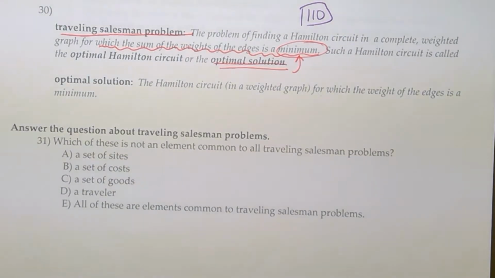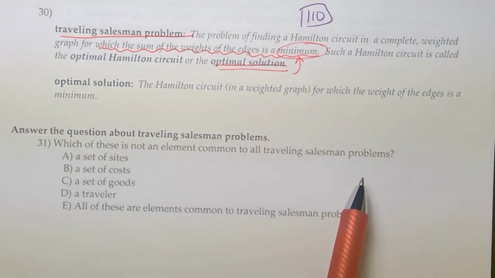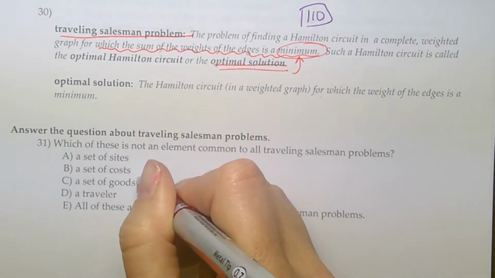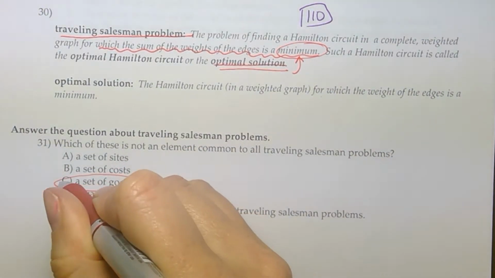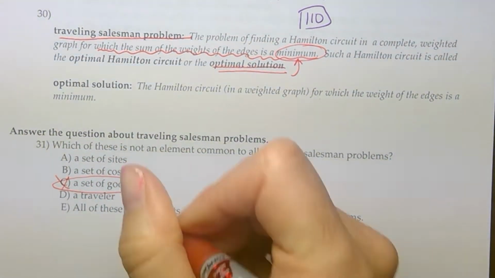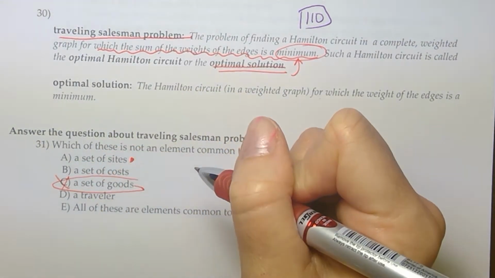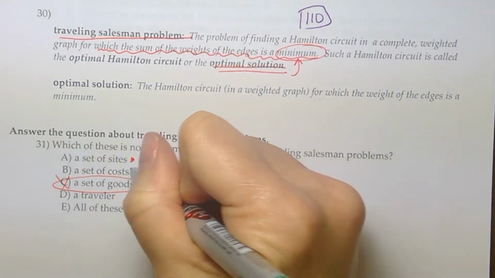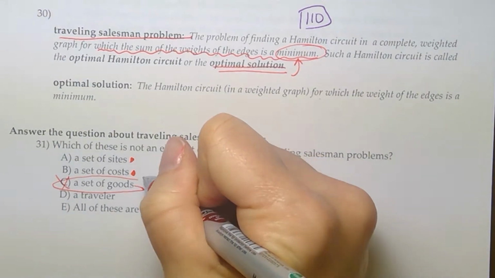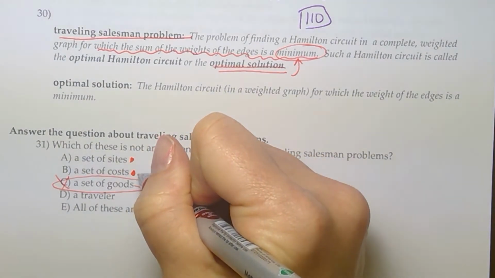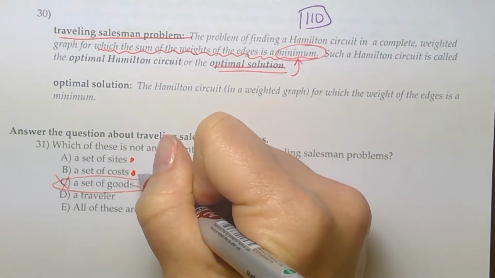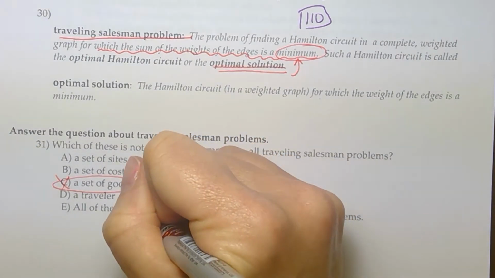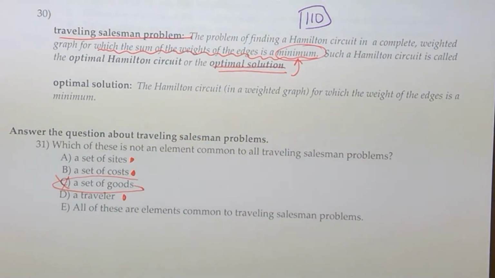Which of these is not an element that every traveling salesman problem has? Well, you don't have to have a set of goods. That doesn't have to exist. You have to have sites or places. You have to have costs or weights. That cost could be in terms of money, but it could also be in terms of time or miles or anything else like that. And you have to have a traveler, somebody who is making the circuit.